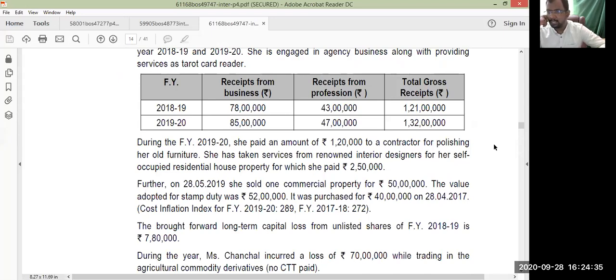Contract payment, 194C comes into picture. Here you can see the preceding previous year, the turnover is less than 1 crore. That means her books of accounts are not subject to tax audit during the preceding previous year. Under Section 194C, not applicable. But you should deduct the TDS under Section 194M. She has taken services from a renowned interior designer for her self-occupied residence house property, for which she paid 2,50,000. 194J actually should be applied, but here not applicable. Again, 194M comes into picture.